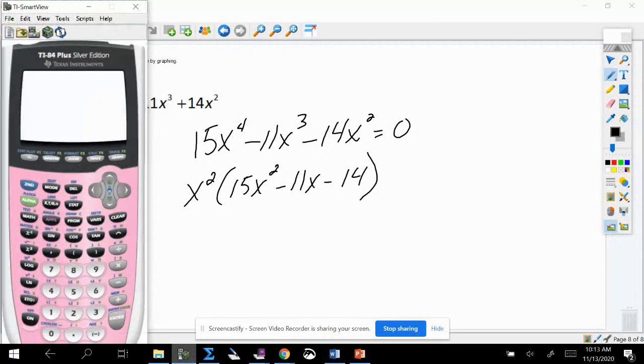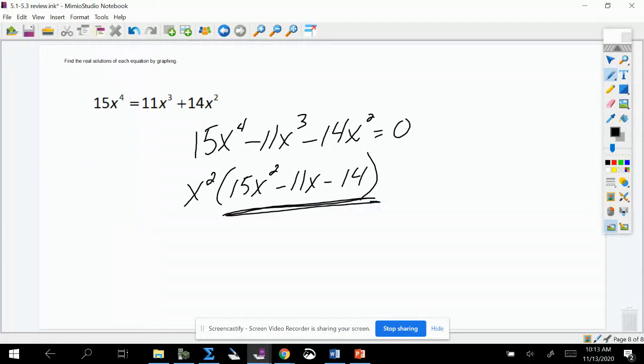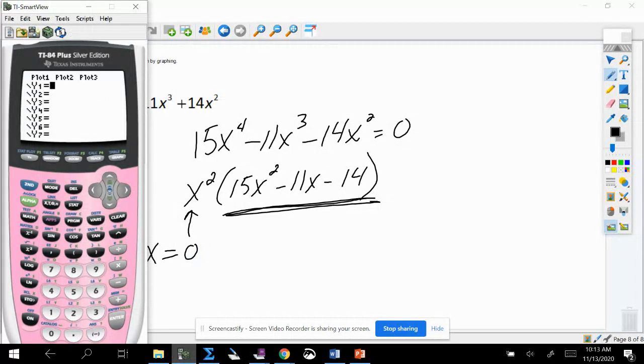So I'm going to go to my calculator, and I'm going to go to y equals. Get rid of whatever you have in there from a previous problem. I'm just going to type in this part. I know what makes this equal to 0. I know I get 0 as an answer, but I don't know what makes the other equal to 0, and that's where my calculator comes in. So I'm going to type in 15x squared minus 11x minus 14.